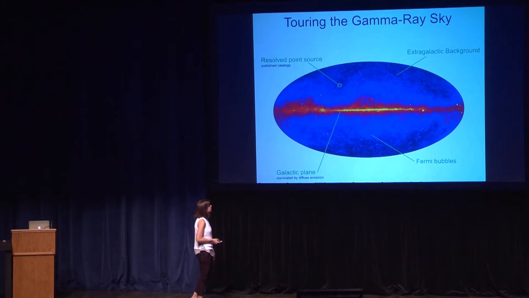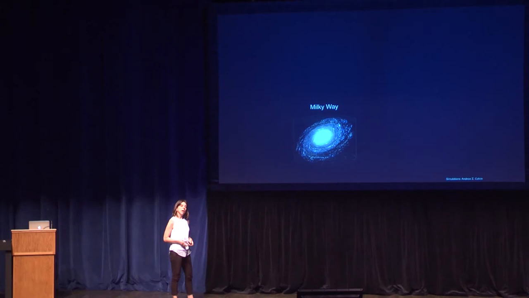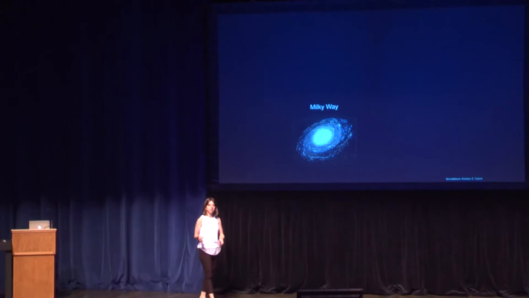And so for the rest of the talk, what I want to do is essentially take you on a tour of all of these locations that we can look at and summarize what we've learned about dark matter from each of these places. So I'm going to start in our own galaxy, the Milky Way, primarily because it's the brightest source of dark matter that we can look at. So we're going to start in the center of our Milky Way, and then we're going to move our way out.